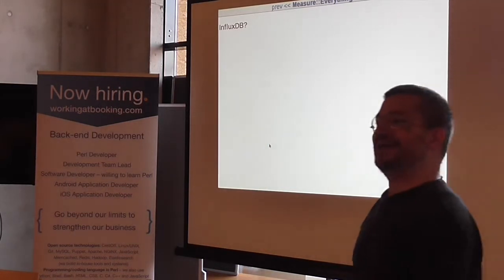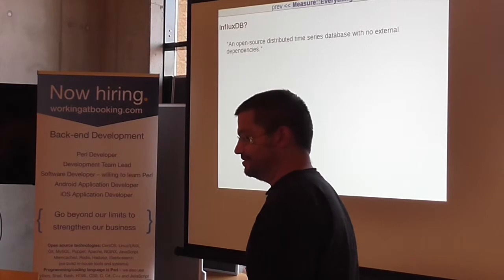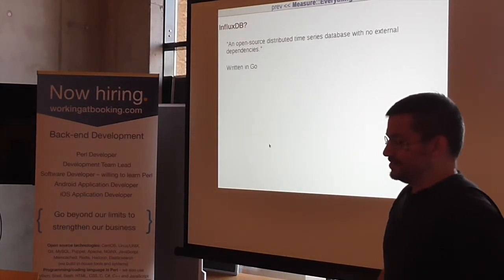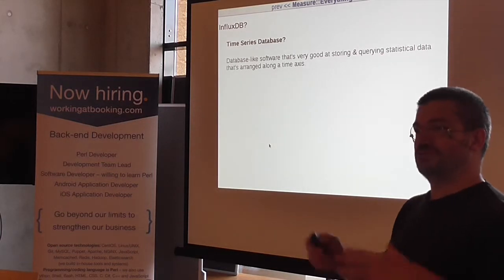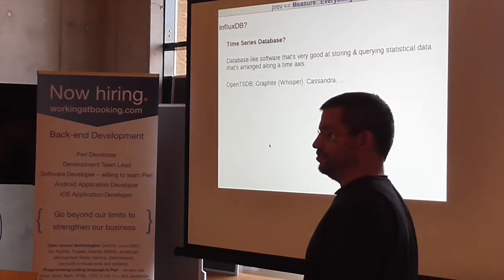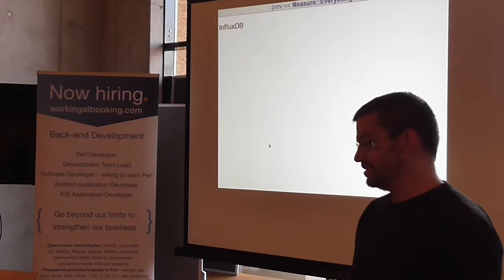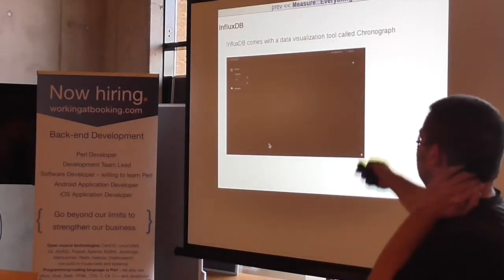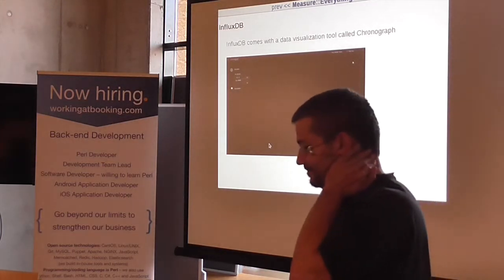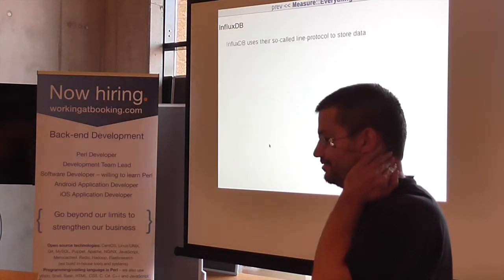InfluxDB, what's that? I could continue for ages, so I'll continue until I'm stopped. It's an open source database written in Go, a time series database, specialized software for storing stats, similar to TSDB, Graphite, Cassandra. InfluxDB has something like Chronograf, which you can use to generate nice stats and everything. You can also use Grafana, or you can use the API.